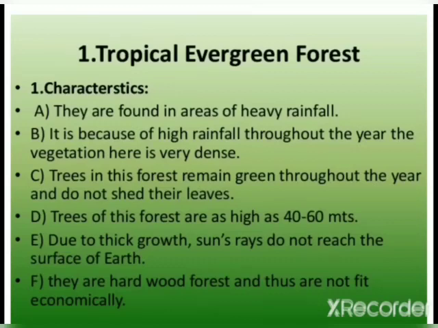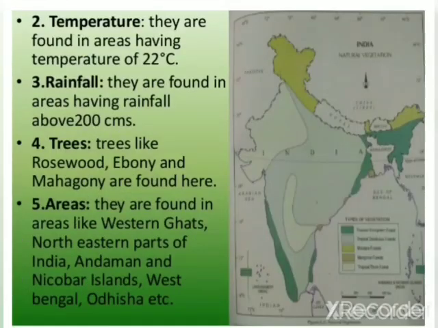Trees of this forest are as high as 40 to 60 meters. Due to thick growth, sun's rays do not reach the surface of the earth in this forest. They are hardwood forest and thus are not fit economically. Okay, and these evergreen forests are found in areas having temperature of 25 degrees Celsius to 27 degrees Celsius, and they are found in areas having a rainfall above 200 centimeters.